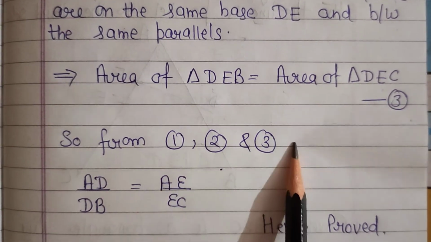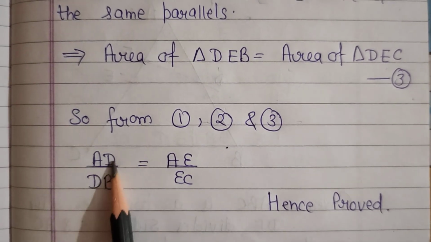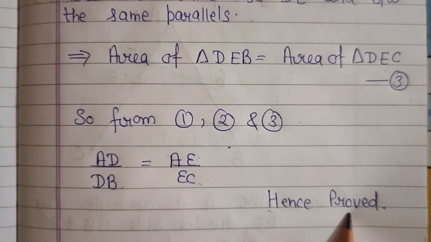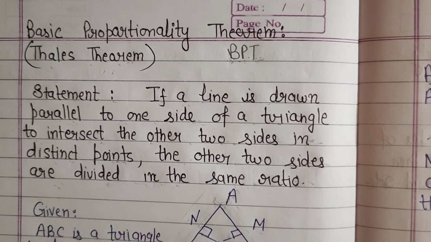From equations 1, 2 and 3 we have our required result, meaning AD by DB is equal to AE by EC. Hence proved. Now this is a very important theorem, so you will do it carefully.